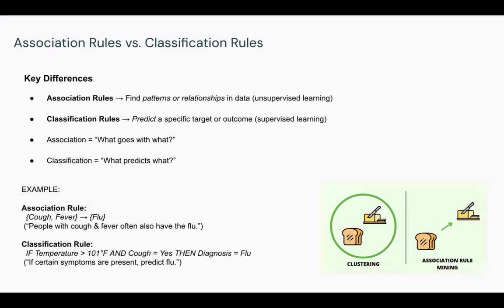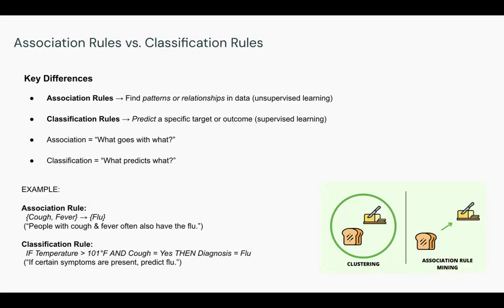This slide highlights the key differences between association and classification rules. Association rules are usually unsupervised. They find patterns in data without predicting a specific outcome. For example, the association rule example would be people with a cough and fever often also have the flu. They don't really have any context clues. They're just associating that the person has the flu.